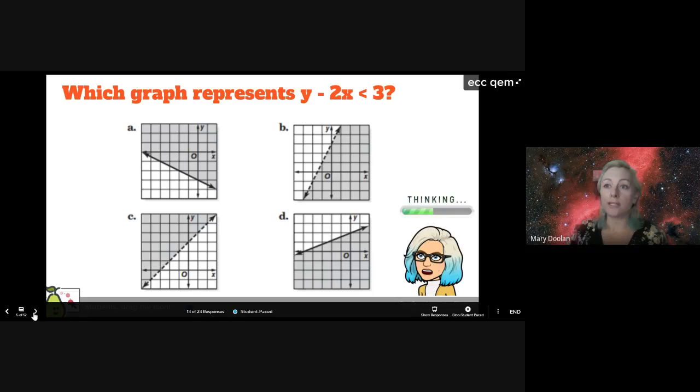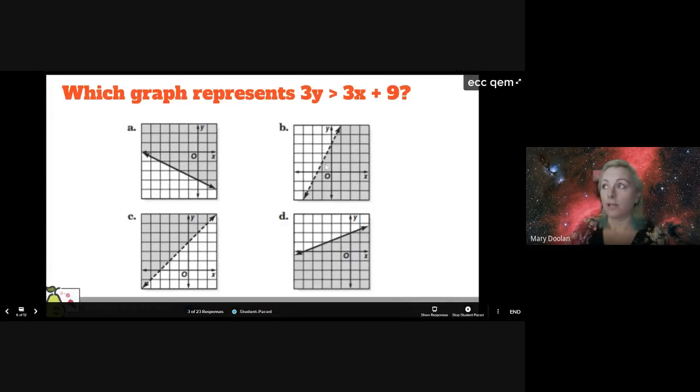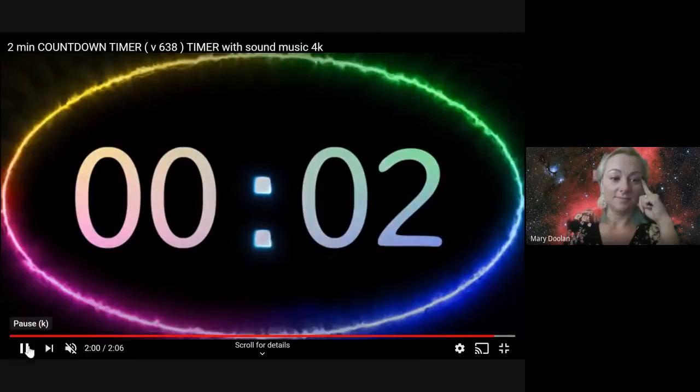We're going to do one more of these together. This one you're going to have to rewrite. It's a little trickier, so you're going to have to do something different to get it in slope-intercept form. Notice that the coefficient of your y term here is not 1, it's 3. So think about, how do we change an equation or an inequality so that y is isolated? What should I do to every term? I'm going to give you 2 minutes to work on this one as well.